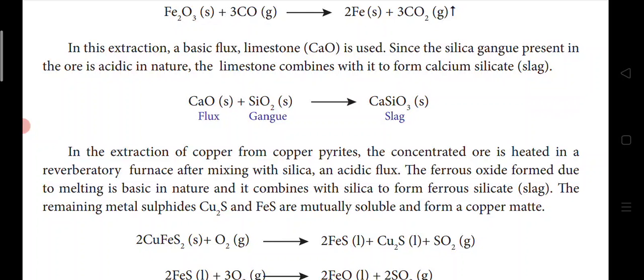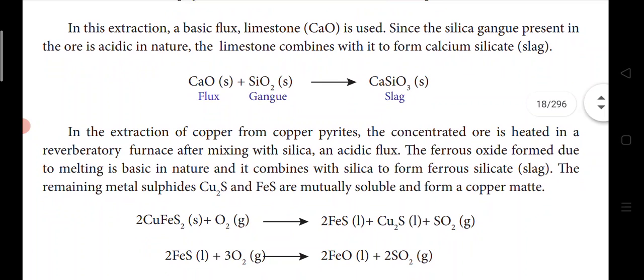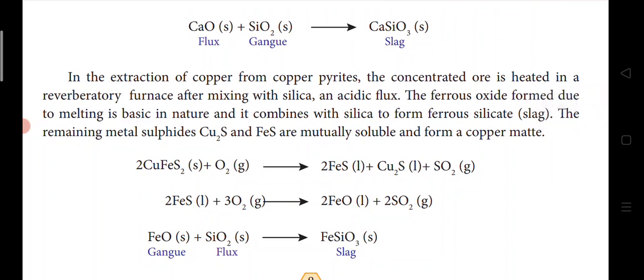So இந்த ஹீட் பண்ணுவாங்க reverberatory furnaceல after mixing it with silica, which is an acidic flux. So இது என்ன ஆகும் அப்படின்னா ferrous oxide formed due to the melting, which is basic in nature, combines with silica to form ferrous silicate. And the remaining metal sulfides, that is copper sulfide and iron sulfide, are mutually soluble and form a copper matte. So see here, copper ferrous sulfide reacts with oxygen to form iron sulfide and copper sulfide. And iron sulfide will react with oxygen to form iron oxide, and sulfur dioxide will be evolved. And that iron oxide will react with the flux to give a slag.